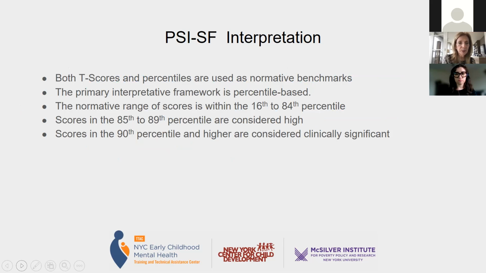So in terms of interpretation, again, like with the DECA, we use both T-scores and percentiles as the benchmarks for the PSI, although they seem to lean more heavily on the percentile-based interpretive framework. Again, plus or minus 1 standard deviation is the 16th to the 84th percentile, so scores within that range are considered normative. Scores above 85, which is a standard deviation above the mean, are considered high. And scores in the 90th percentile, which is 1.5 standard deviations above the mean, are considered clinically significant.